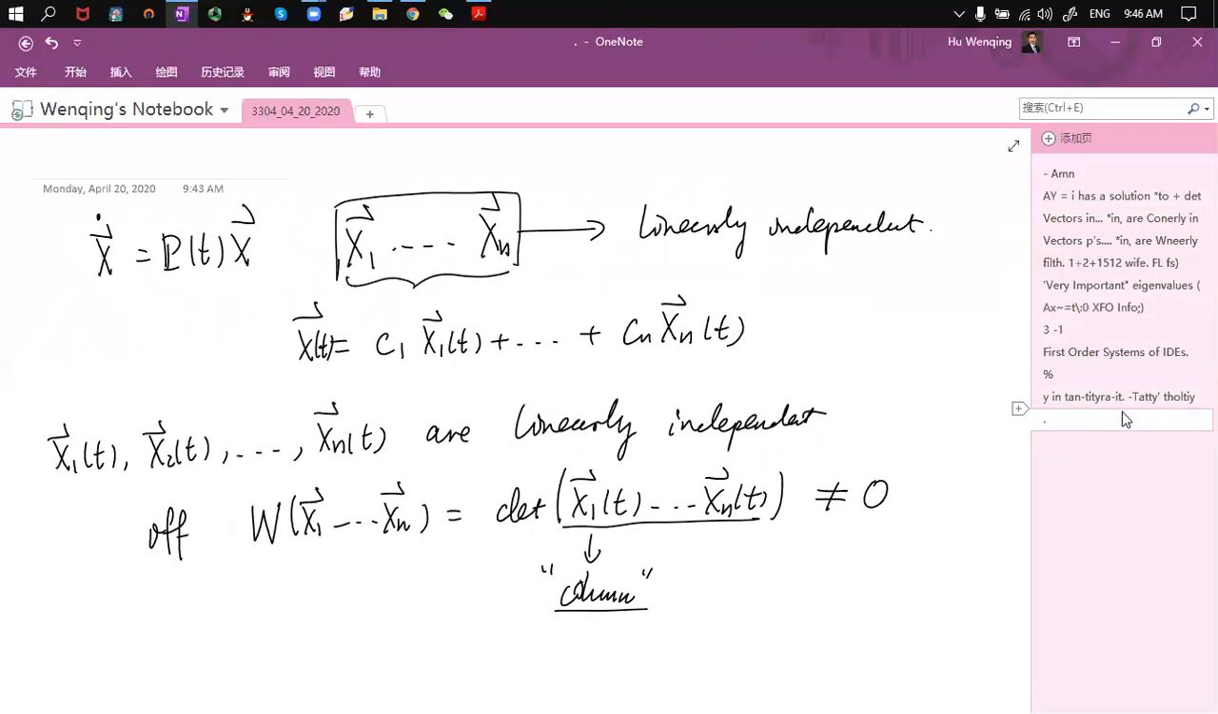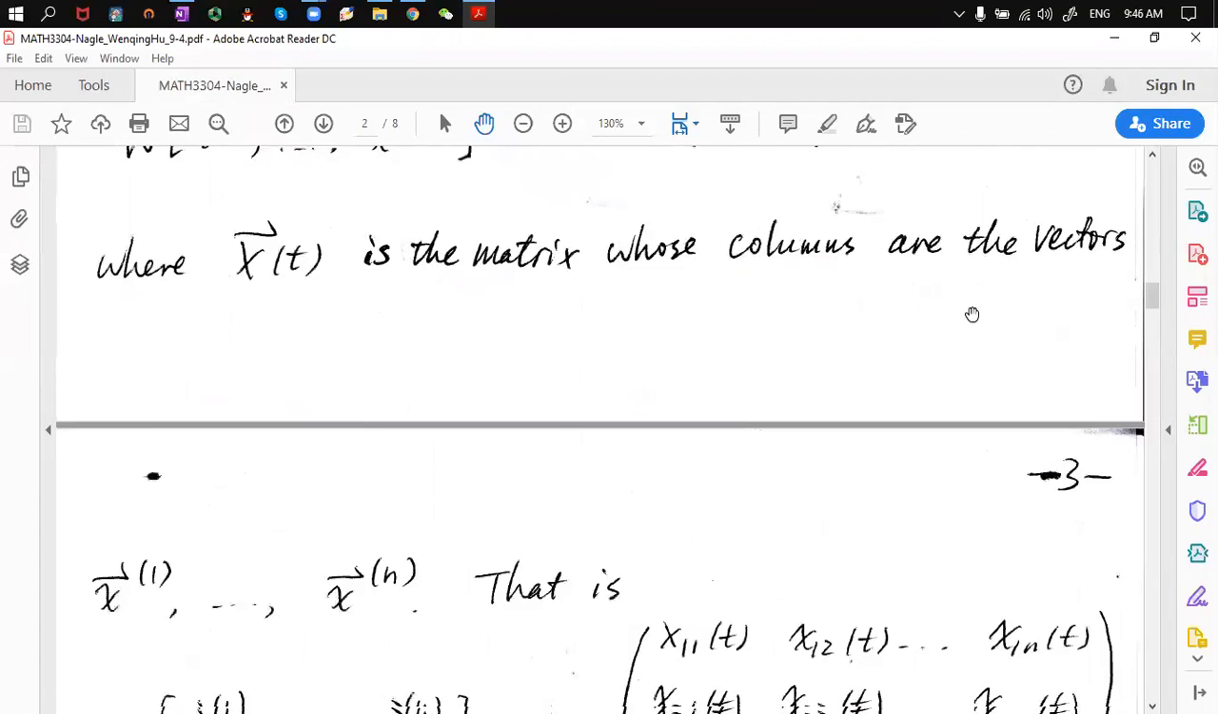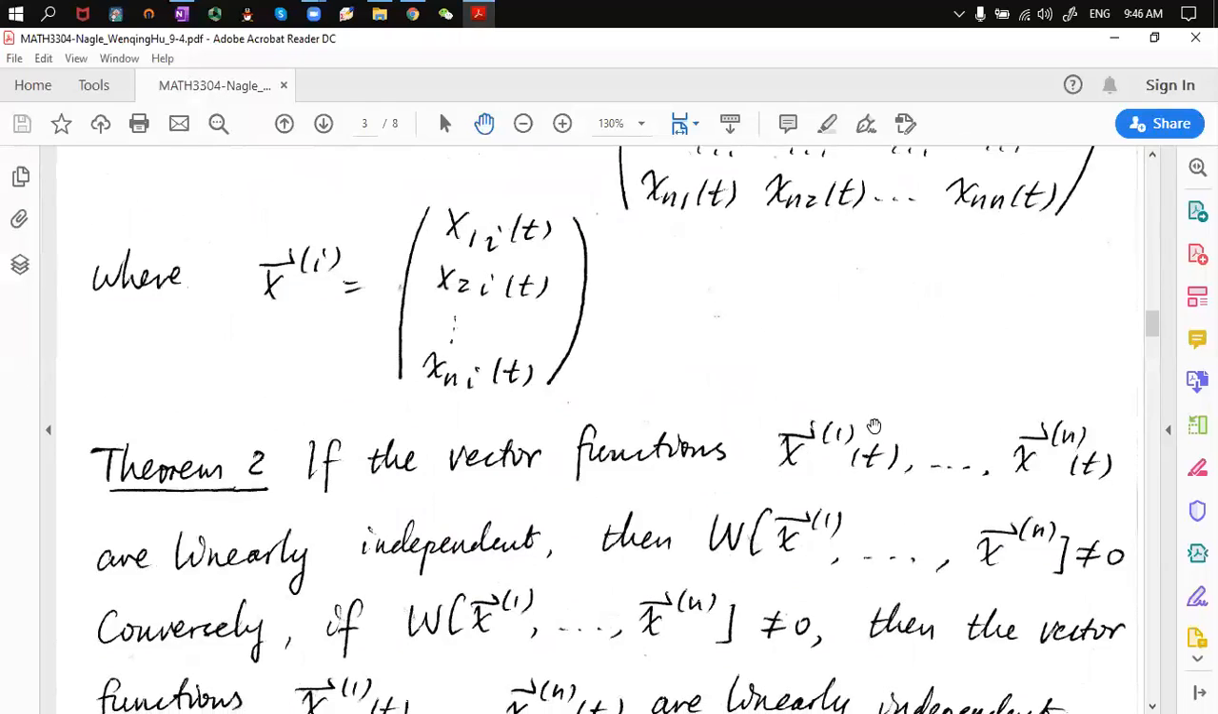So that's the notion of linear independence. The Wronskian of n vector functions is defined by taking the determinant after putting all these vector functions as column vectors in a row. You calculate the determinant, and that's the Wronskian.